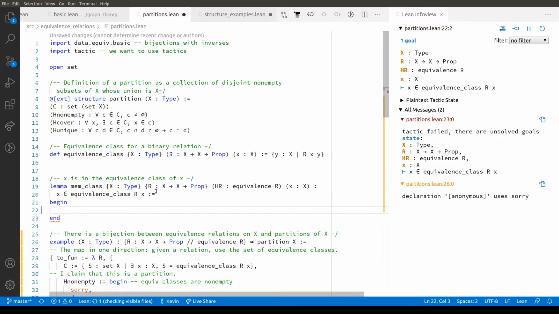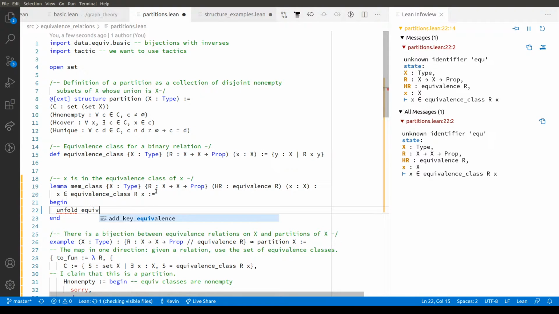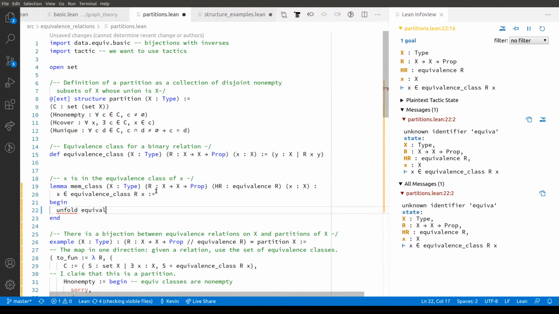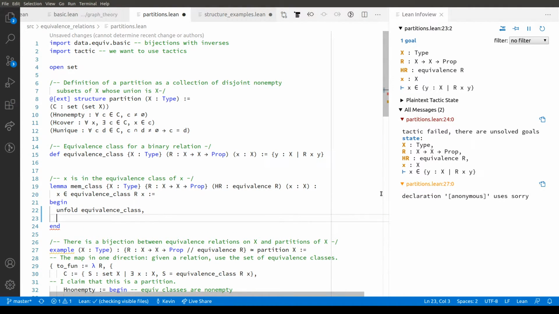So let's start by proving that. Why is X in its own equivalence class? Well, I guess I should rewrite. I mean, what does this even say? Right? Unfold equivalence class. Let's see what the question is. The question is, I've got to prove that X is in the set of Y such that R X is related to Y, and I can probably definitionally simplify this.